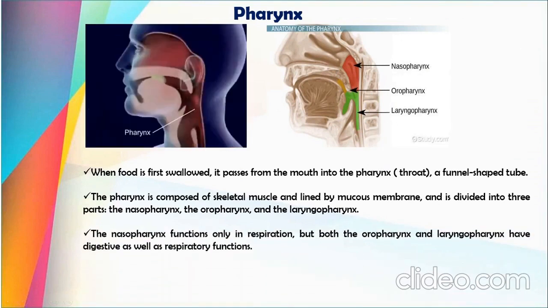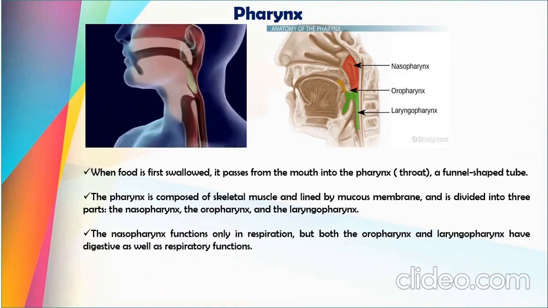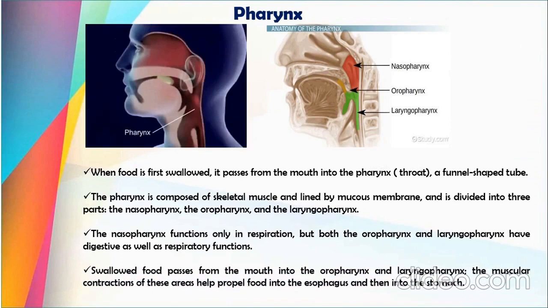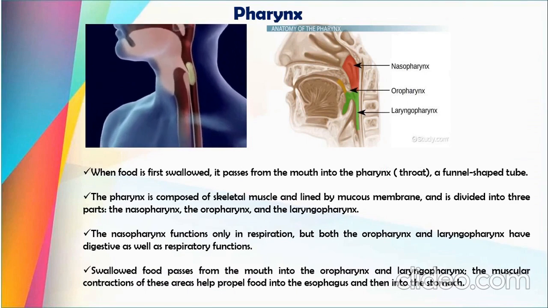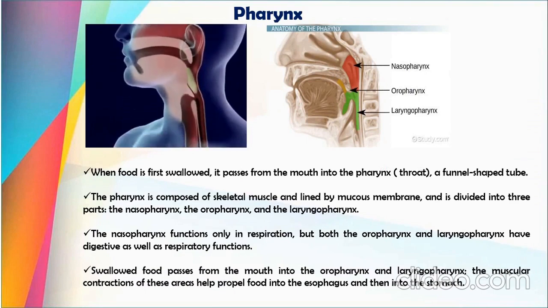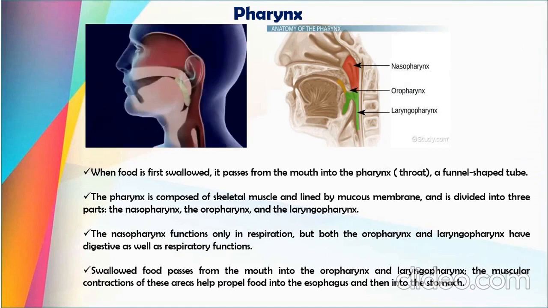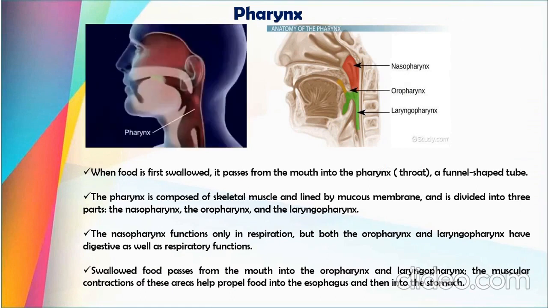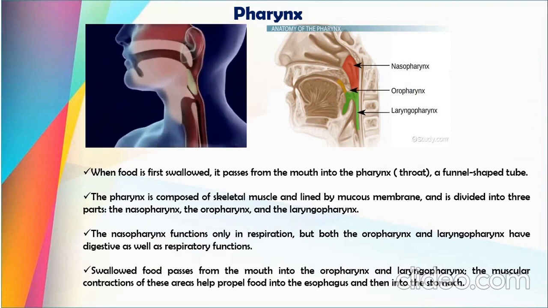The nasopharynx functions only in respiration, but both the oropharynx and the laryngopharynx have a digestive as well as a respiratory function. Swallowed food passes from the mouth into the oropharynx and laryngopharynx. The muscular contraction of these areas helps to propel the food into the esophagus and then into the stomach. The nasopharynx is the superior portion of the pharynx and is important for respiration, and it moves the bolus from the oropharynx to the laryngopharynx and into the esophagus.